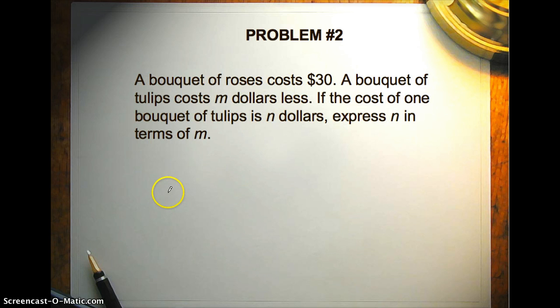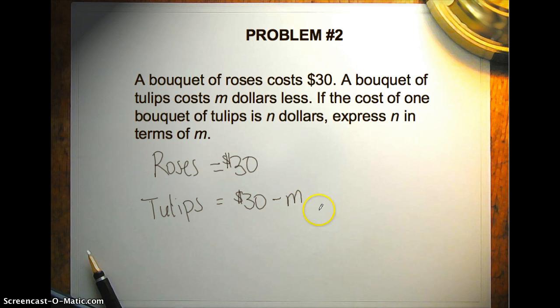A bouquet of roses costs $30. So we can even write this down. Roses cost $30. And please write it neater than I do. Please write this in your notebook. A bouquet of tulips, like a bunch of tulips, costs $m less. Remember, $m less means it goes after. So $m less than the roses. If the cost of one bouquet of tulips is n dollars, express n in terms of m.